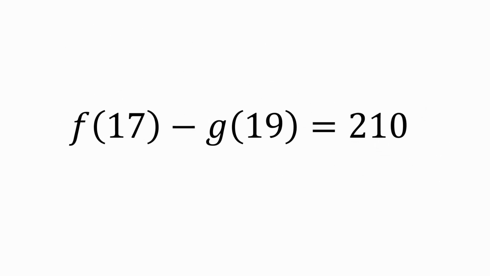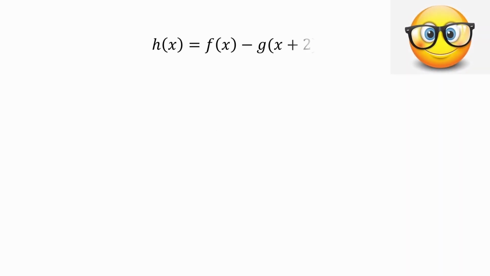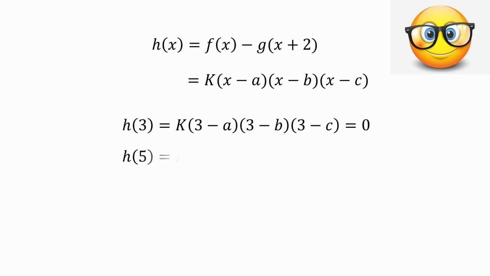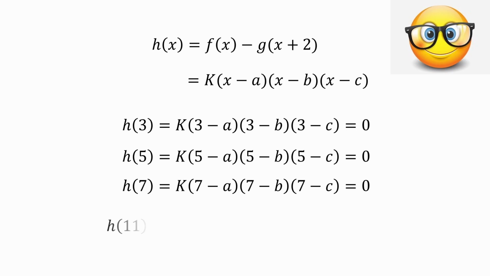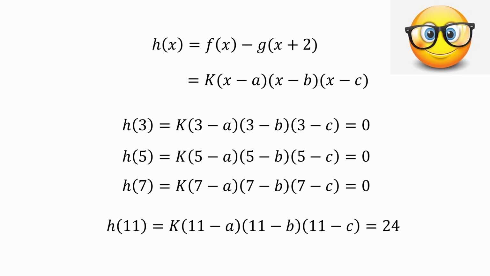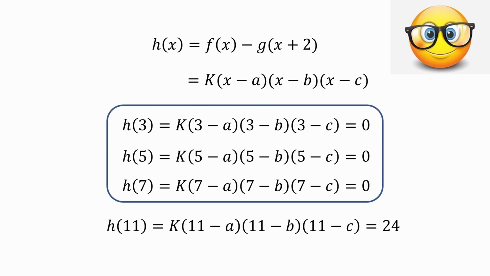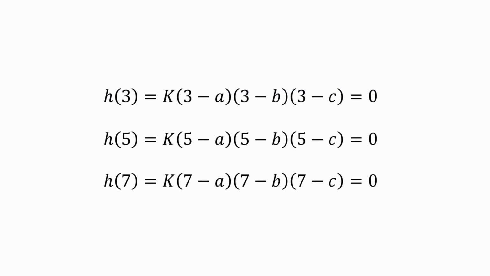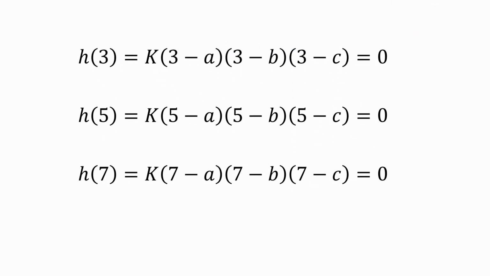Now finally, let's see how the clever solver does it. He will also define h of x as f of x minus g of x plus 2. But instead he'll write it out as a product of linear factors. Just like before, he'll plug in 3, 5, 7, and 11 for x into h of x and get the following 4 equations. But now he focuses on the first 3 equations and notices something interesting. For the top equation, one of those three constants must equal 3 in order for h of 3 to equal 0, right? Let's agree for now that it's a.